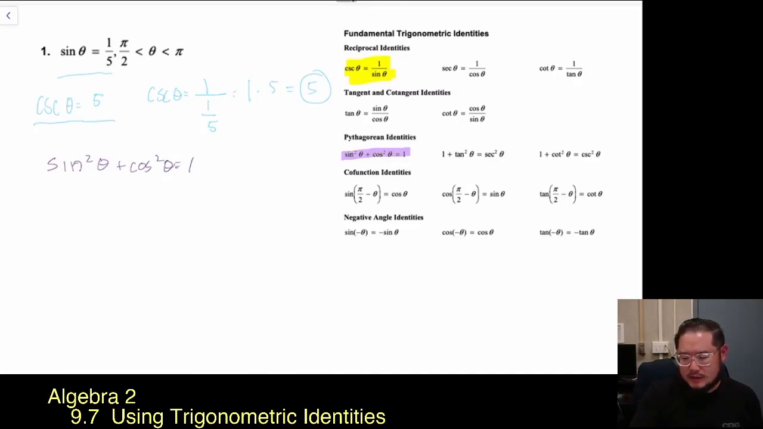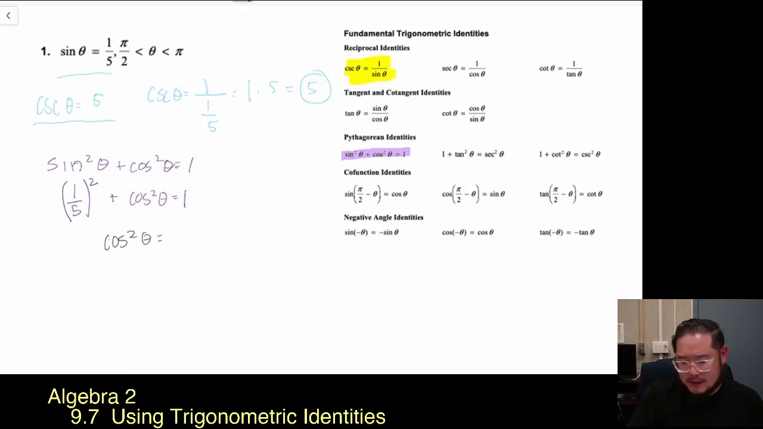I know what sine theta is, and that's 1/5. So let me go ahead and substitute in here 1/5. But I'm going to put that to the second power because it's sine squared theta. And then I have myself plus cosine squared theta is equal to 1. I'm trying to figure out what cosine is. So next up, let's solve that out. And I'm going to subtract. Let's change this 1 over 5 squared. You know, that is 1 over 25.